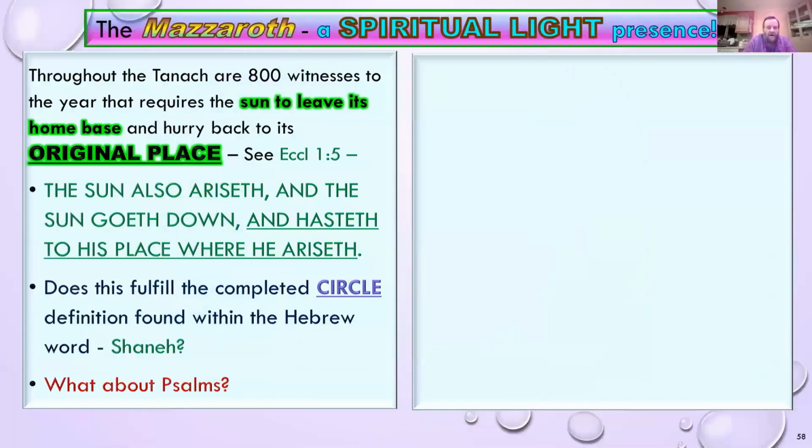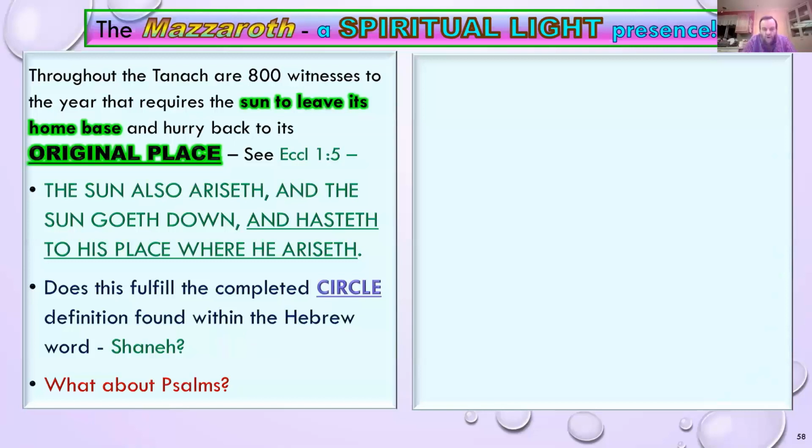Throughout the Tanakh are 800 witnesses to the year that requires the sun to leave its home base and hurry back to its original place. Here we are in Ecclesiastes 1:5. The sun also ariseth, and the sun goeth down, and hasteth to the place where he ariseth. Note this verse very, very carefully.